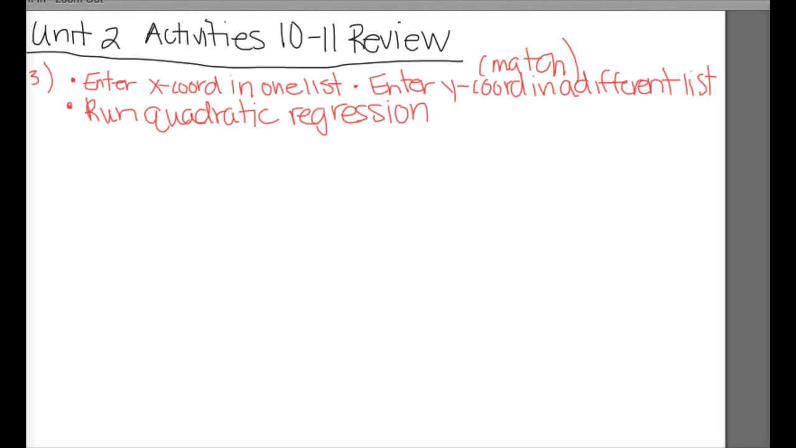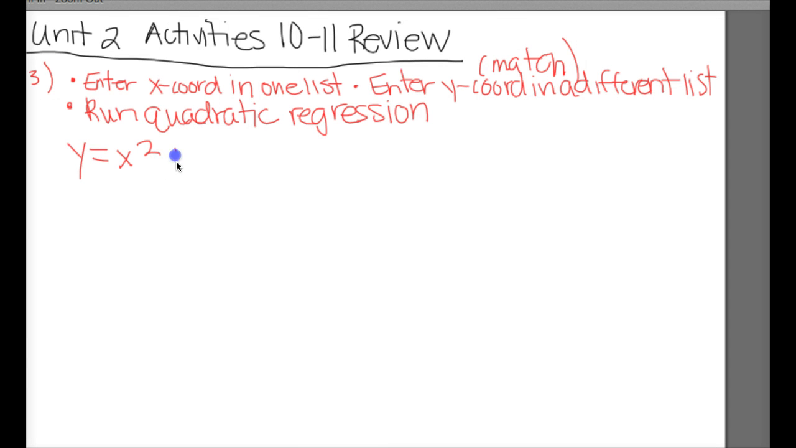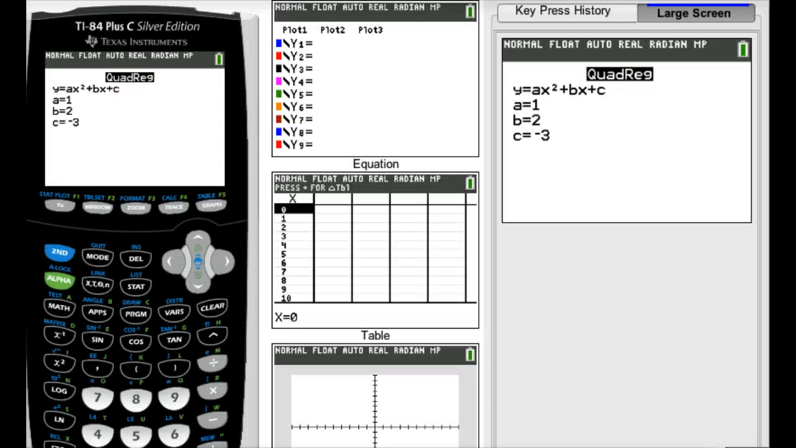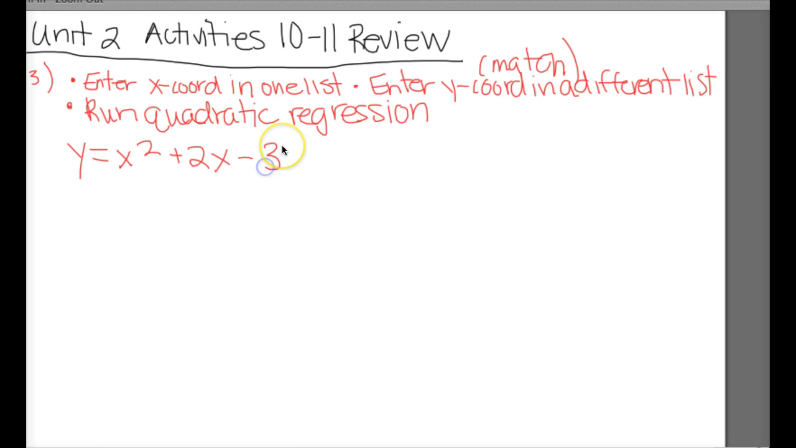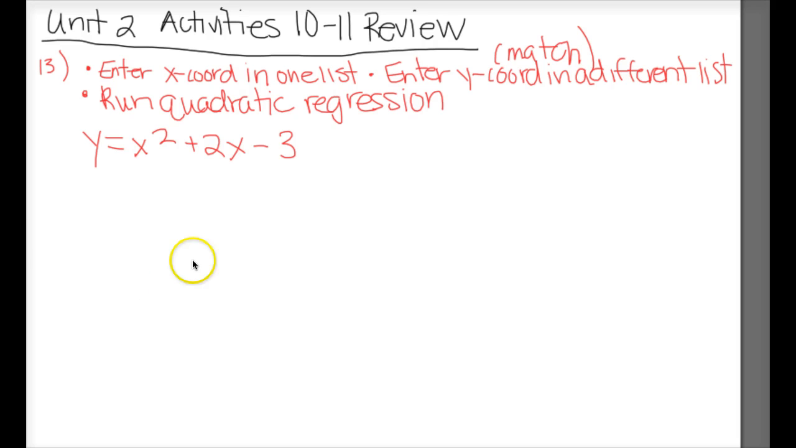So your answer for 13, y equals, we don't write 1x squared, we just write x squared. So y equals x squared. Then b is 2, so plus 2x. And then c is negative 3, so it'll be a minus 3. And that's it for those. So for 13 through 15, that's what you should be doing.